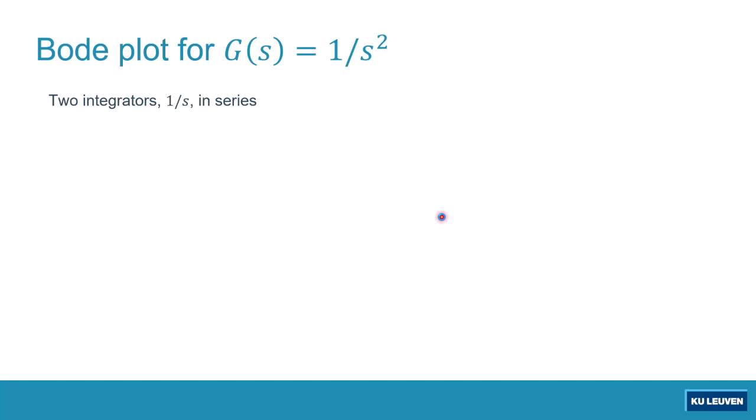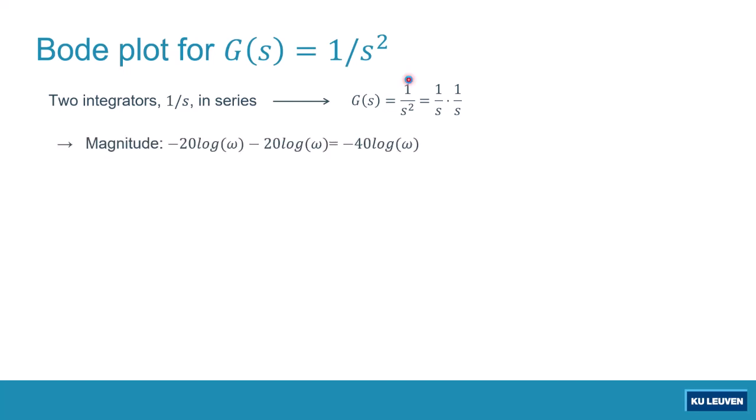Let's move now to the next simple system. Now I have a double integrator. Why do I call this a double integrator? Because 1 over s squared basically is two integrators in serial connection, right? So how will both diagrams look like? Obviously, because now I have double integrators, 1 over s times 1 over s, the magnitude plot will be just a superposition of these two integrators.